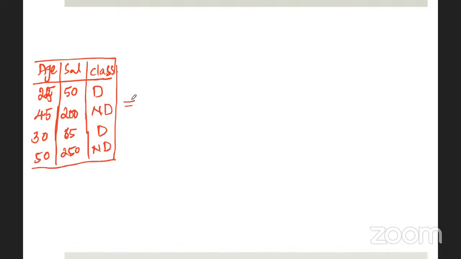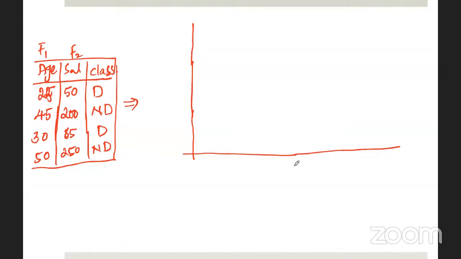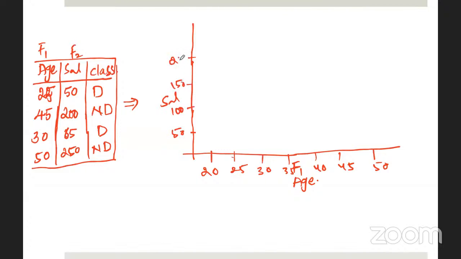Now let me have a scatter plot for these two features. This is my feature one, feature two. Feature one is age, for example, and this is salary, feature two. Let me mark this: 20, 25, 30, 35, 40, 45, 50. And here we have 50K, 100, 150K, 200, 250.